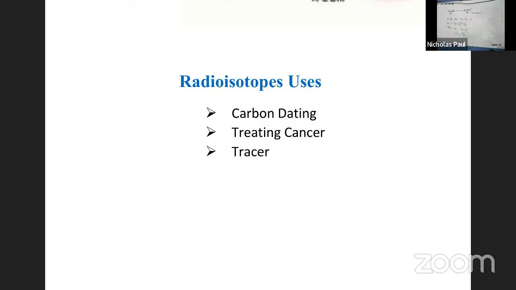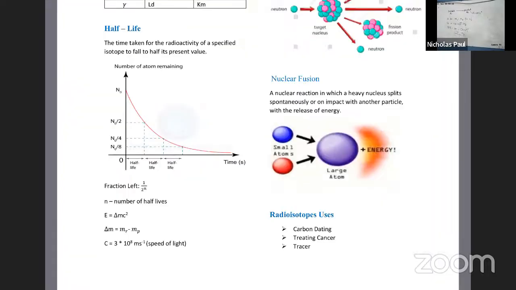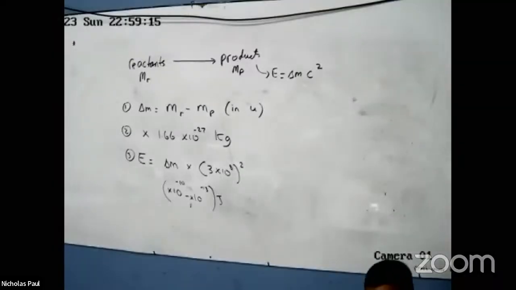Okay, so because of the varying half-life and because of the penetrating power, we can use it for some of these things. Right? So that's it. We have fission, we have fusion, and we have the uses. All right, let's go one time, cross papers.